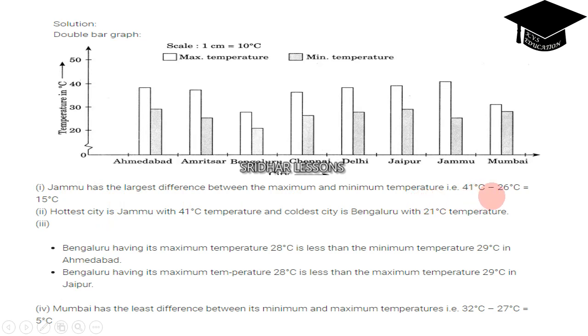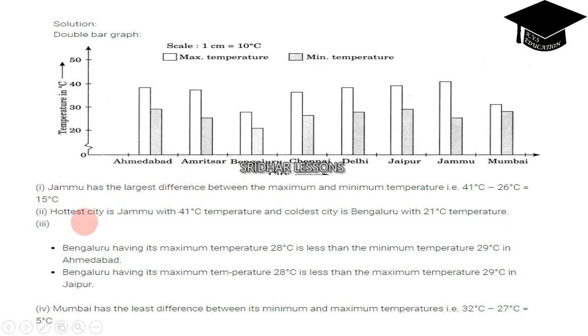that is 41 minus 26 is equal to 15 degrees centigrade. For question number 2, the hottest city is Jammu with 41 degrees centigrade temperature, and the coldest city is Bangalore with a minimum of 21 degrees centigrade temperature. See this double bar graph.